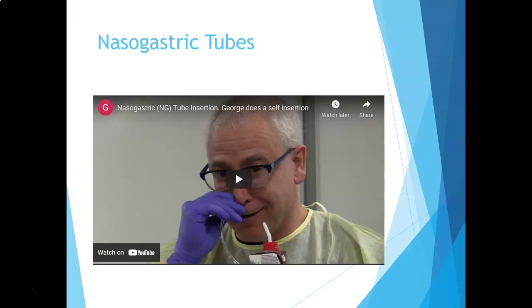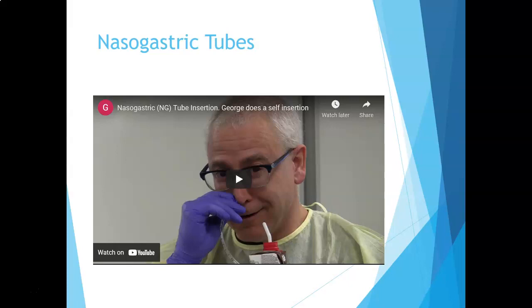Once that initial placement has been confirmed, we'll put a mark on the tube at the nares, and hopefully that will stay there forever. It will be checked per shift to make sure the tube has not slipped out of place before a feeding is begun. Feedings can be given at specified times throughout the day, on a continuous basis, or as a bolus, which we'll go over a little bit.